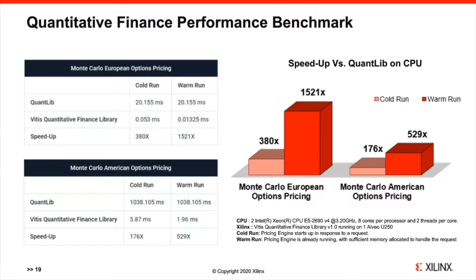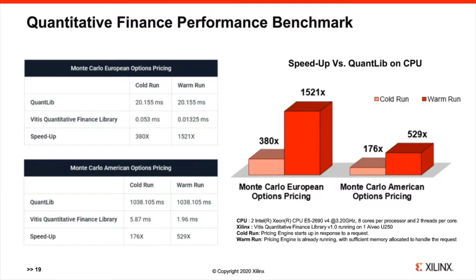Similarly, the Monte Carlo American options pricing engine achieved a 529x speedup for warm runs and 176x speedup for a cold run against the CPU listed here. All of this using a plug-and-play Level 3 API.